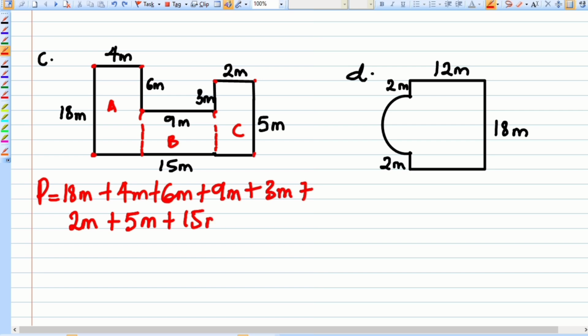And then from 5 meters straight to where we're coming from is what? 15 meter. So thankfully, we don't have to derive any unknown parts, since every part was specified. So the perimeter will be adding everything.